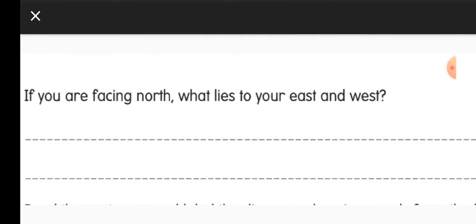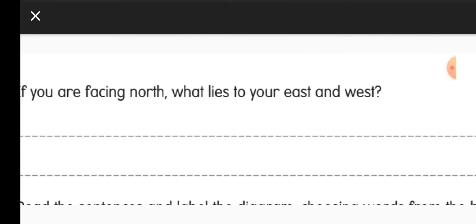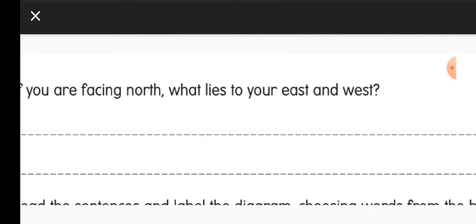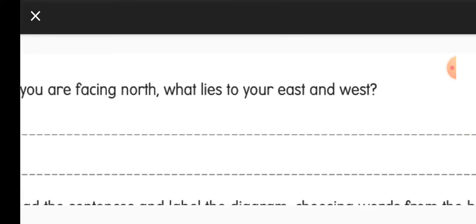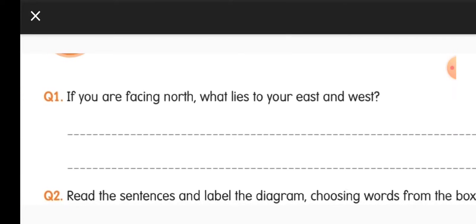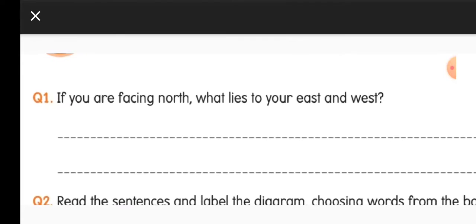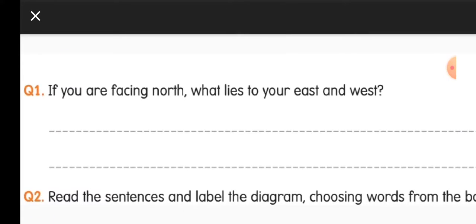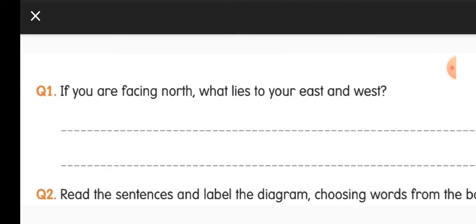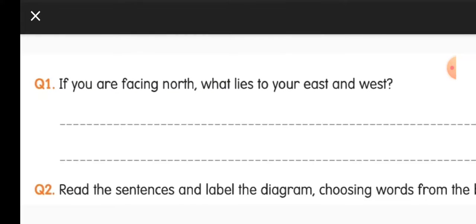You can write that. Or facing the north, to my east will be right and on my west will be left. Any one answer you write. Either you write the names of the objects which are towards your east and west directions. Okay, you write the names of the objects which are there towards your east and west.